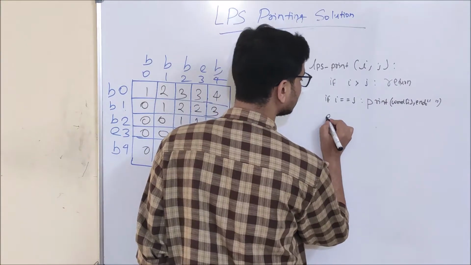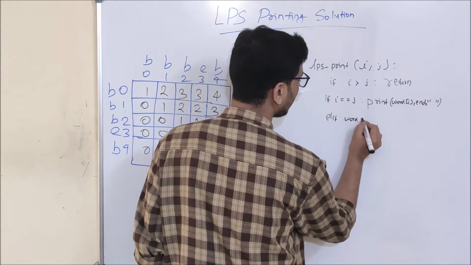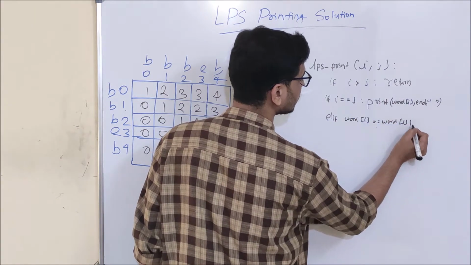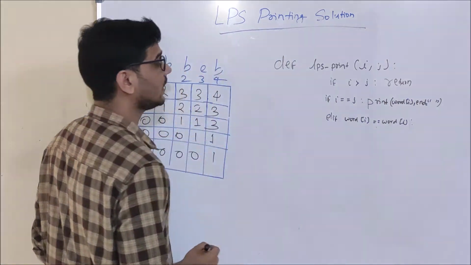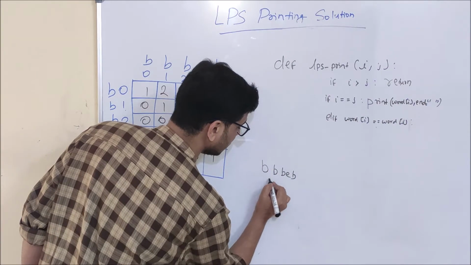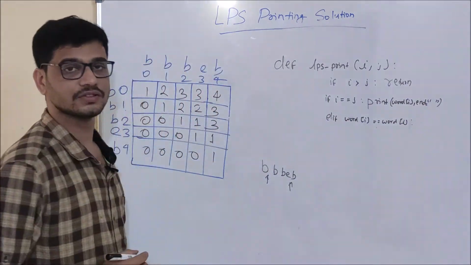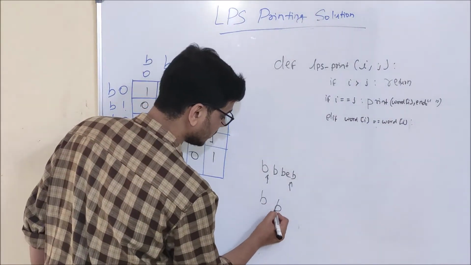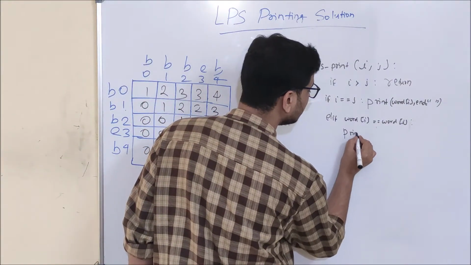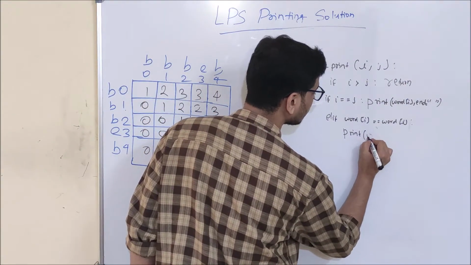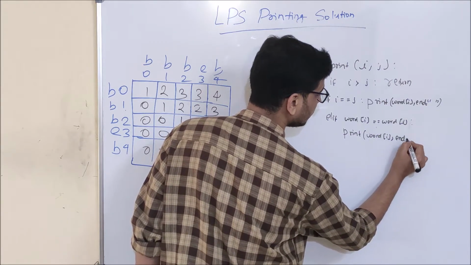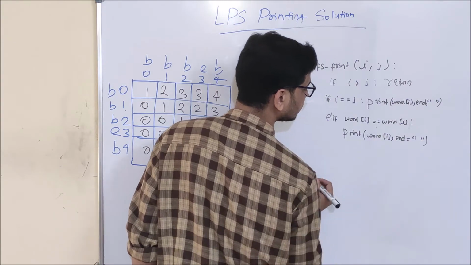Now come to another case. If word at I is equal to word at J. What does it mean, friends? Let's take this example, B, B, B, E, B. These two are matching, the first and last character. So in my answer there will be B, B for sure. So what will I do here? First I will print word at the ith position, and then I will use end equal to nothing.